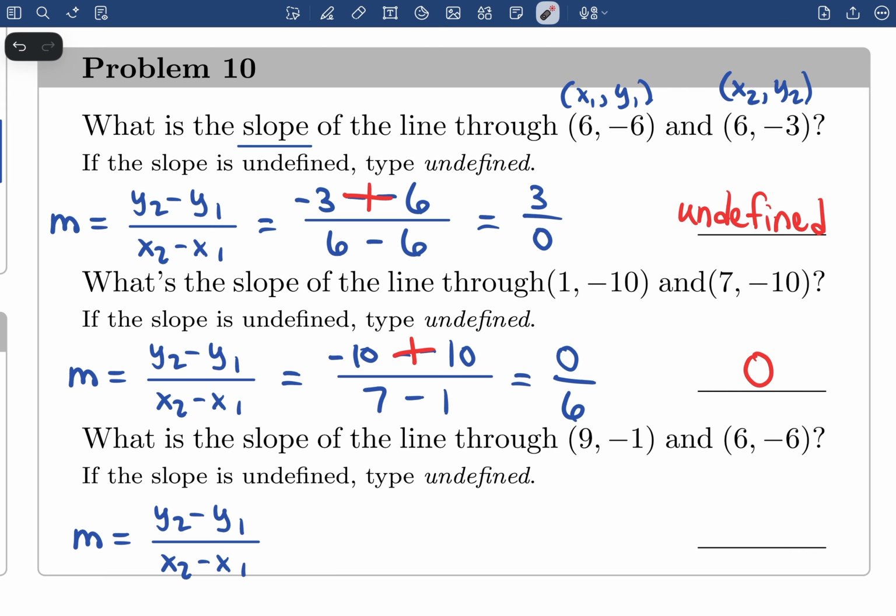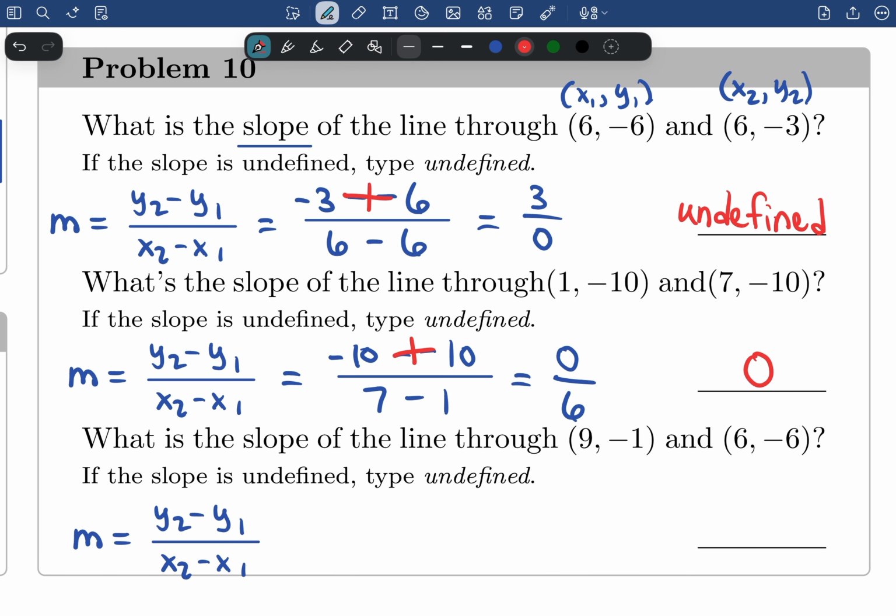Now, what type of a line has a slope of 0? That's a horizontal line. And a horizontal line happens when the y values are the same. Look, my y value is the same for both points. That's why I know that my slope is 0 and I'm correct.